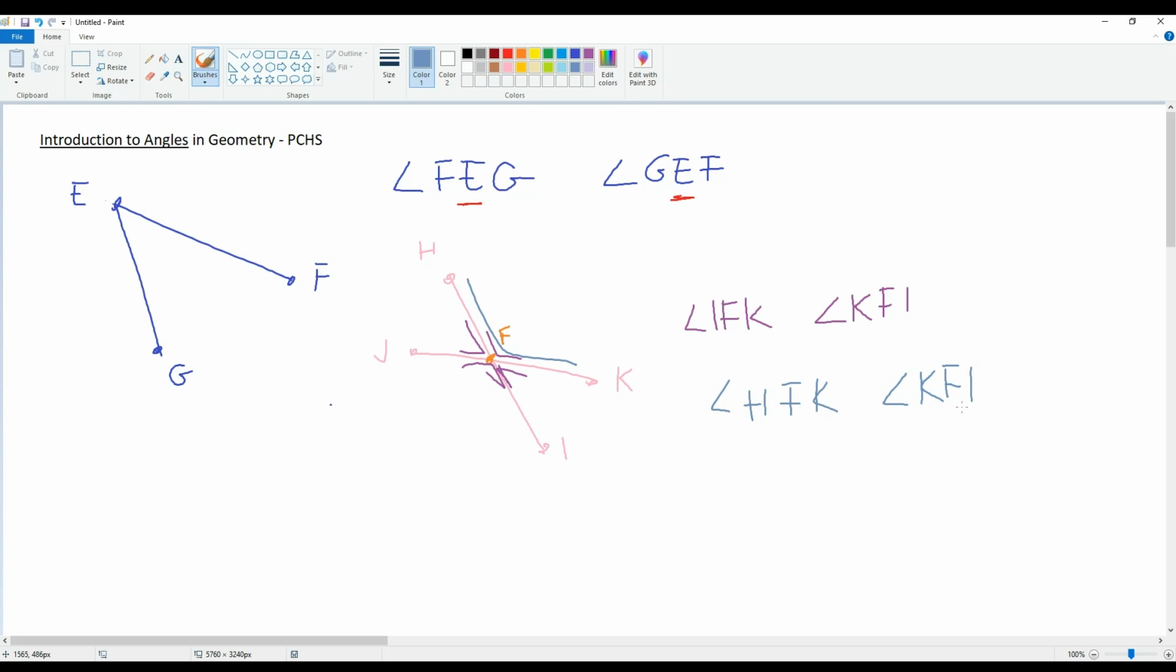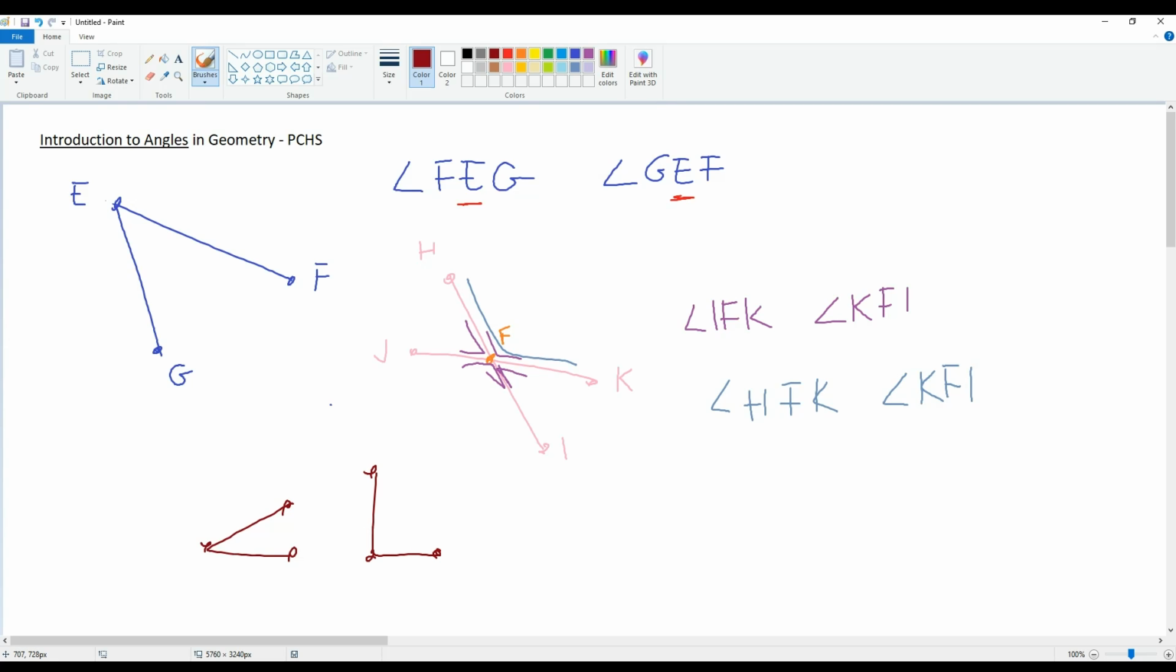Now, with labeling, you could also see that that continues on and on. You probably get the gist of it already. But with labeling angles, we also come across size and measurement. You could have a small angle. I'll use a different color. You could have a small angle over here. Or you could have a large angle over here.